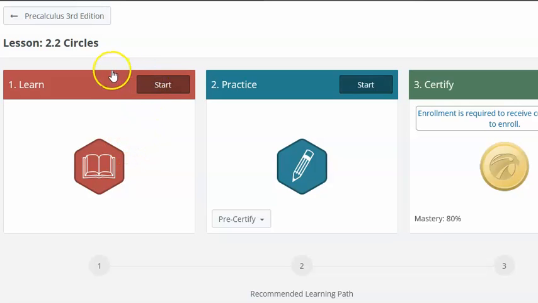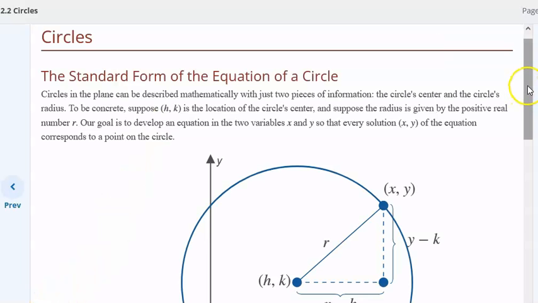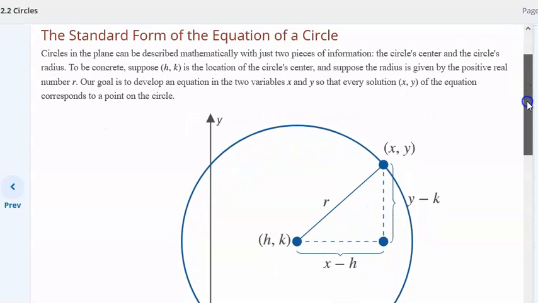Going on now to topic 2 of chapter 2, circles. Now in lesson 1 of chapter 2, we went over the diagonal formula and also the midpoint formula. And we're now going to introduce the formulas for a circle. I know many of you know parts of a circle, but let's just do a little review here. And we're going to develop what is called the standard form of the equation of a circle.